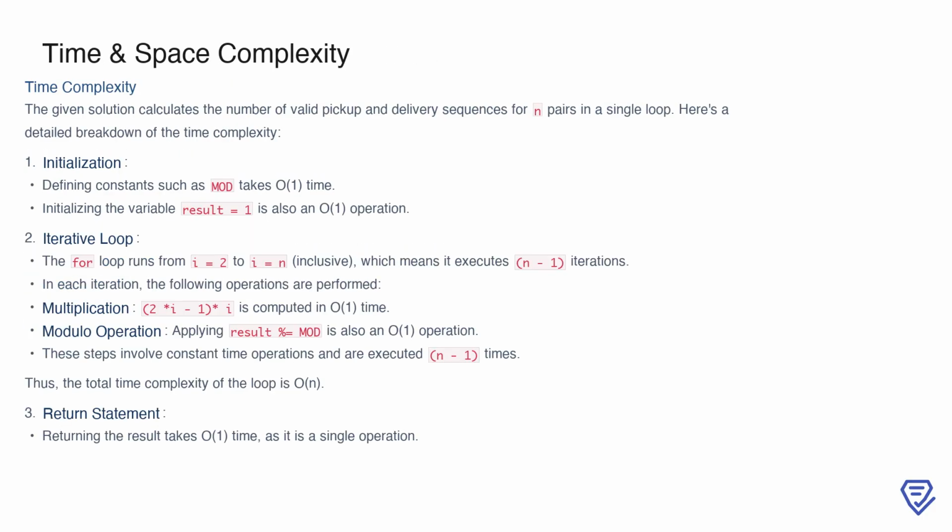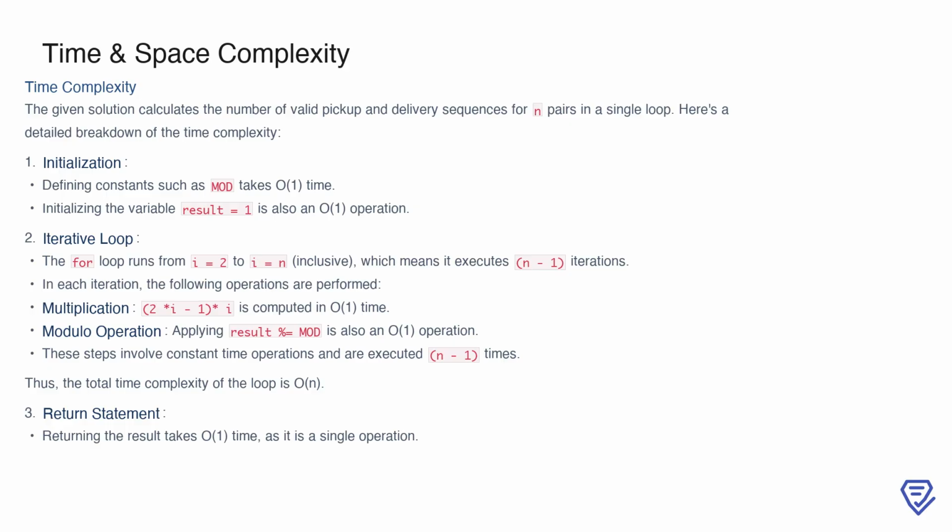In analyzing the time complexity of our solution, we begin by breaking down each step. First, initializing constants like the mod value and setting the variable result to 1 are straightforward O(1) operations since they happen only once. Next, the core of the computation lies within the iterative loop, which runs from i equals 2 to i equals n. This means the loop executes n-1 iterations.